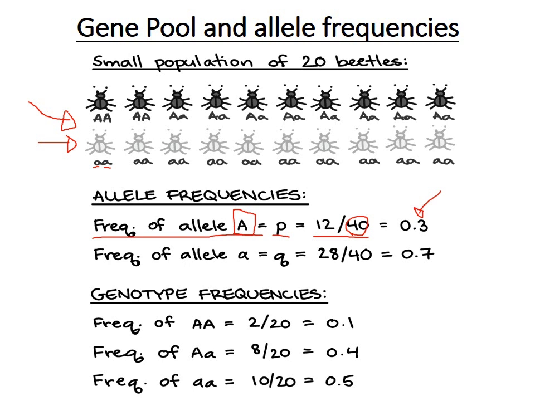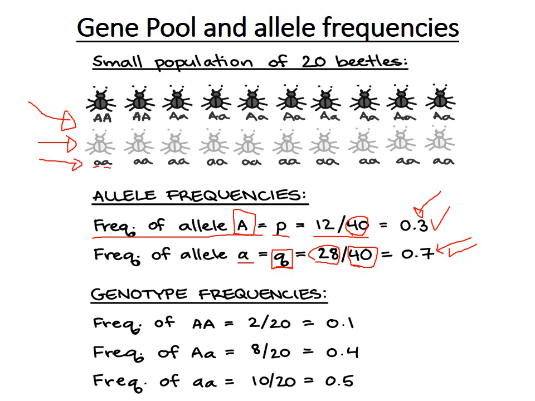I could also do the same thing for the frequency of the recessive. I give it the letter Q. That's what we're going to stick with for the remainder of this lesson. And same idea, total number of alleles, which is number of individuals times 2. Find how many little a's there are, do that division, and you get 0.7 as the frequency. It essentially means 30% of the alleles are big A, and 70% of the alleles are little a. You can then go and figure out the genotypic frequencies looking at this picture.